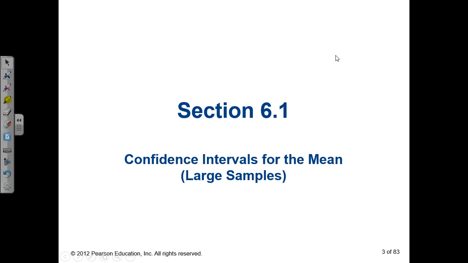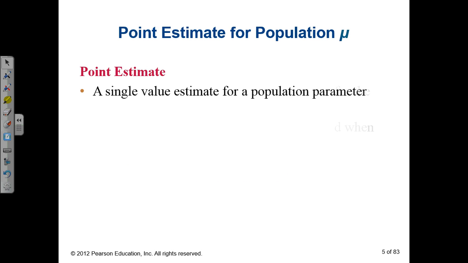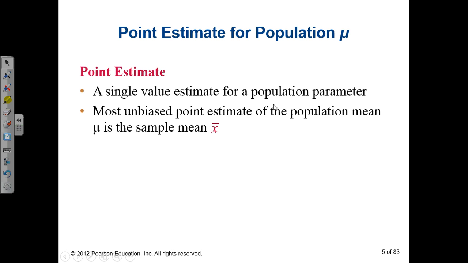population proportions. So first, in section 6.1, we're going to see how to find a confidence interval for the mean when we have a large sample size. So the first thing we need is a point estimate. Point estimate is kind of like that starting point for our interval estimate. And the most unbiased estimate for the population mean is the sample mean, x bar. We can take a sample and always find the sample mean, so the sample mean is easy to find.